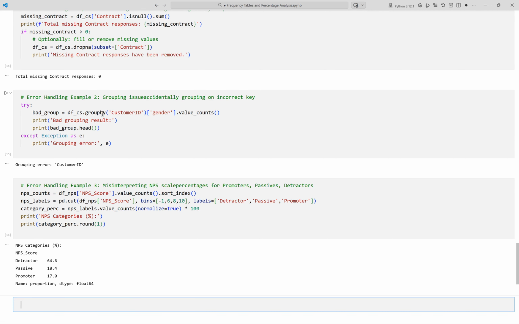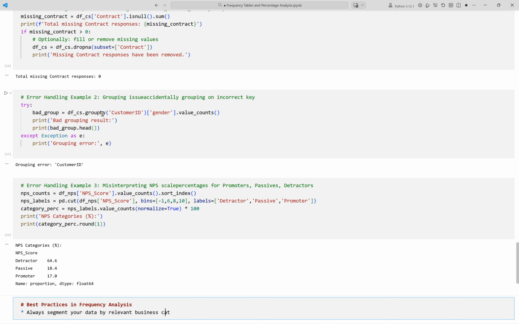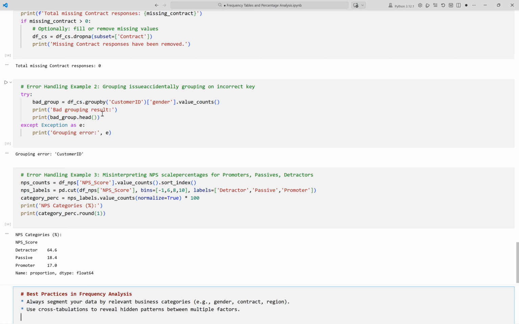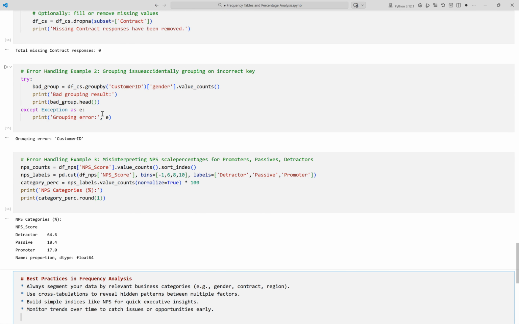Best practices in frequency analysis. Always segment your data by relevant business categories, such as gender, contract, region. Use cross-tabulations to reveal hidden patterns between multiple factors. Build simple indices like NPS for quick executive insights. Monitor trends over time to catch issues or opportunities early. Clean and document your categories. Accuracy here means accurate business guidance. Running the cell now.